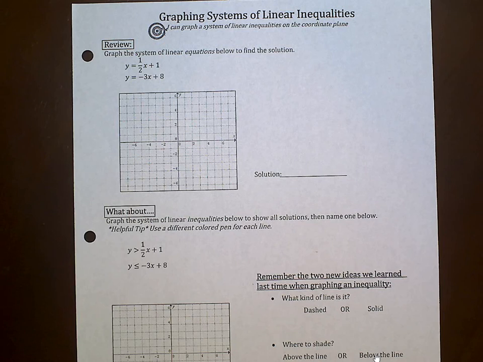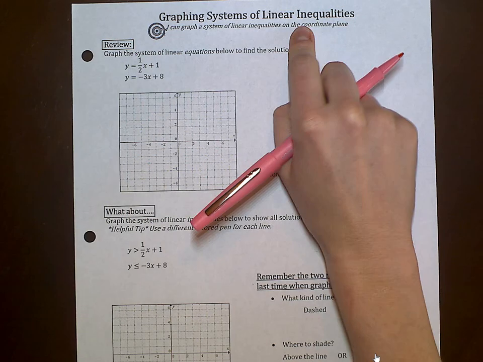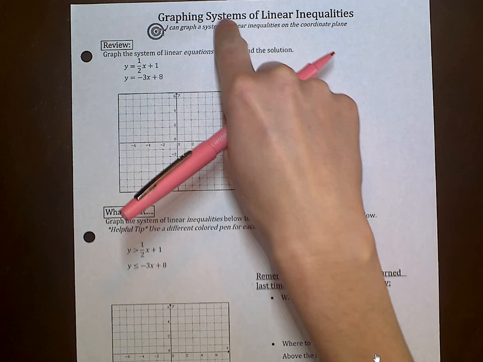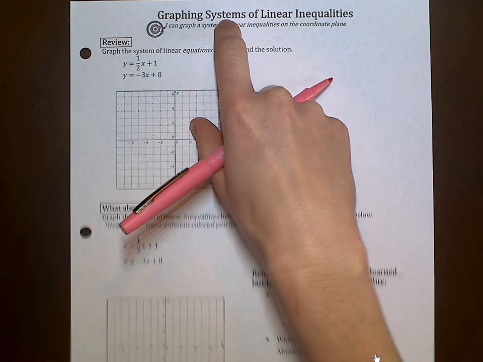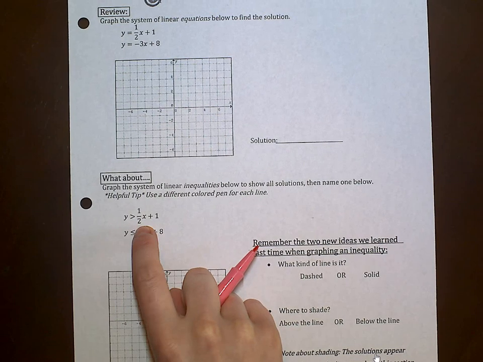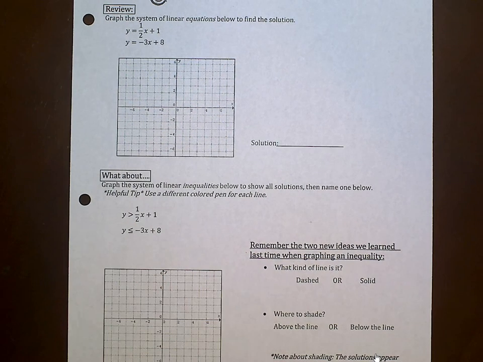We graphed a linear inequality last time on the coordinate plane. Today we're graphing systems of linear inequalities. So it's the exact same thing we did last time, except instead of just one inequality, you're going to put two on the same graph.